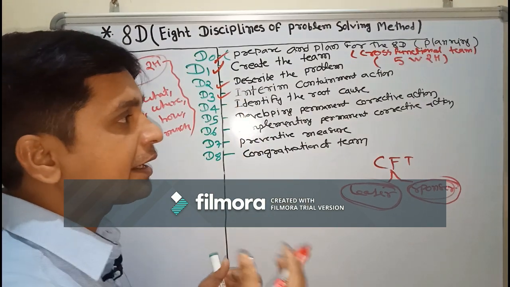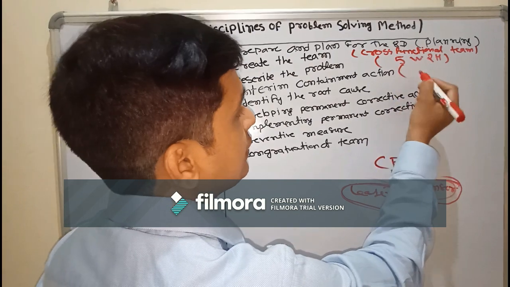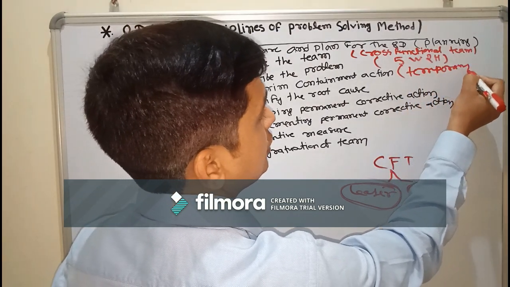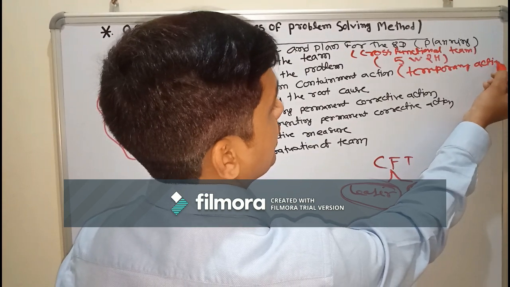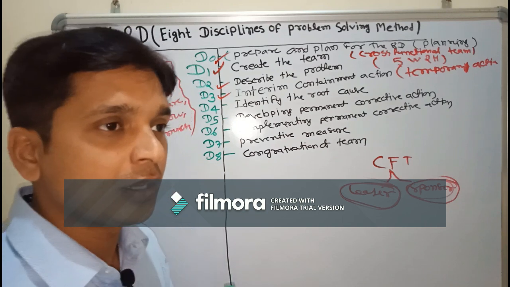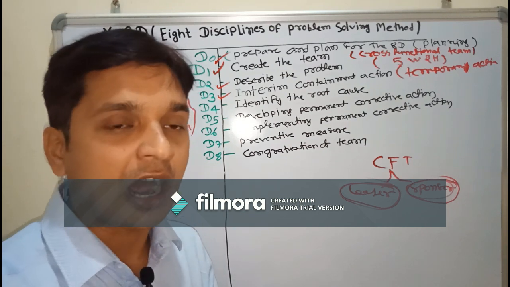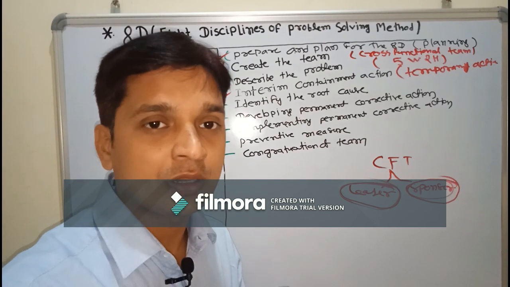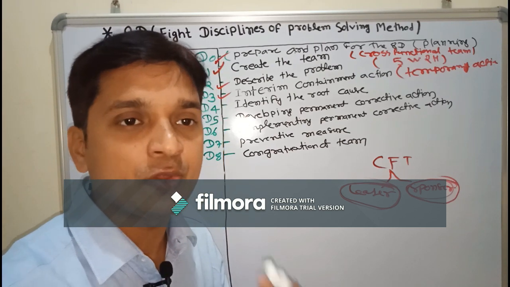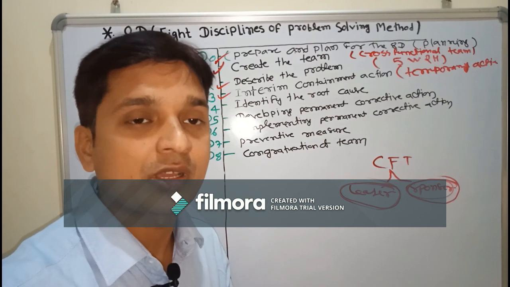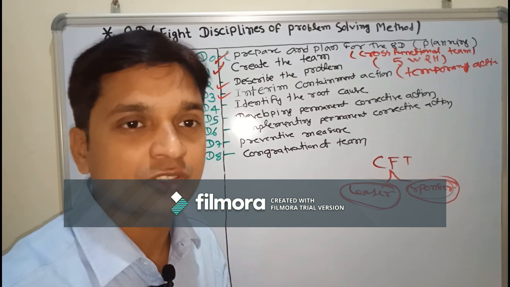That is called correction. That is called temporary action. Temporary action means, for example, some rejected part has flowed out to the customer end. You have to call the customer regarding the problem. Suddenly you have to resolve the problem before finding the root cause, before finding the permanent solution of the problem.